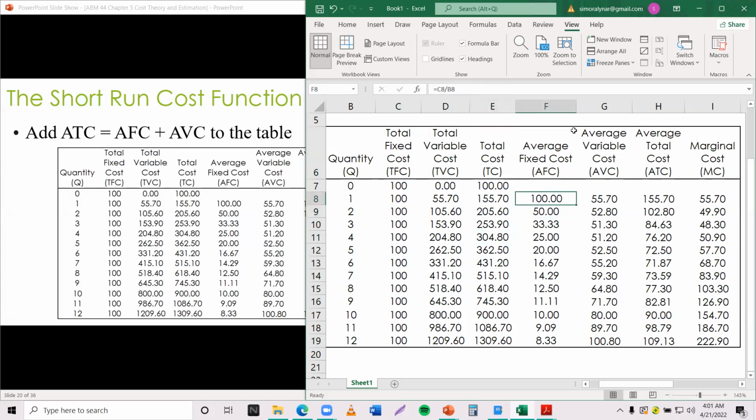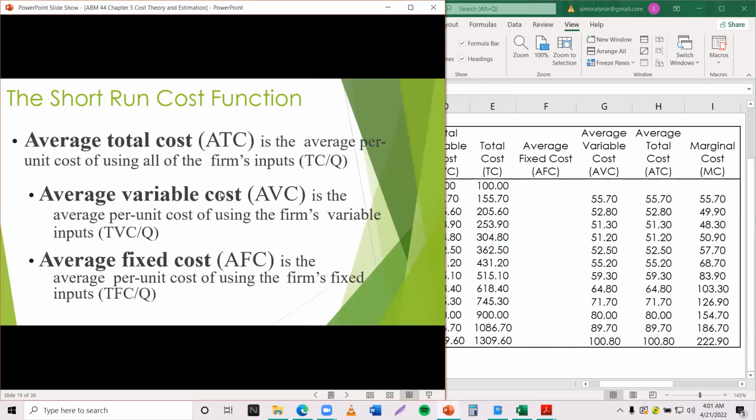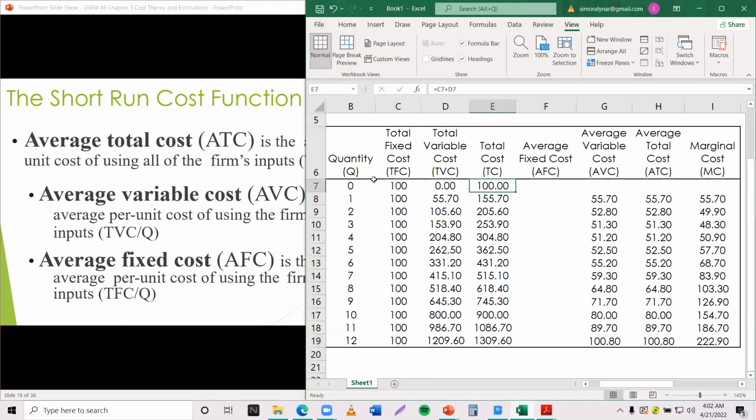So how about the average fixed cost? Okay, as you can see here, ako lang i-delete first para mas magkaroon namin. So based on the given, the average fixed cost is, we are going to use this formula. So that would be TFC over Q. So here, TFC over Q. You can see here. So that is the average fixed cost.